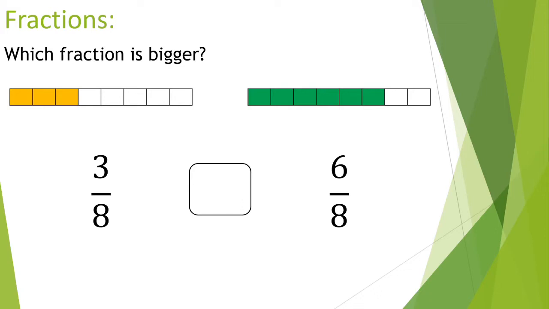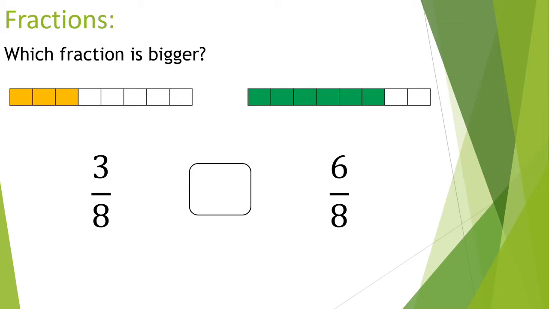So let's start by looking at the orange bar. We have 8 equal parts, and 3 of those equal parts have been shaded in. So the numerator is 3, so we have 3/8 of that bar shaded in. We're then going to make a comparison with the green bar.